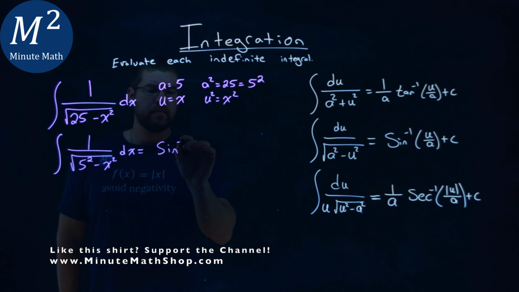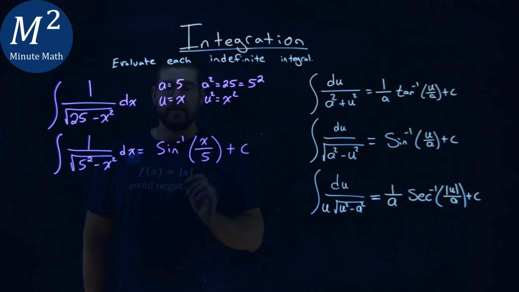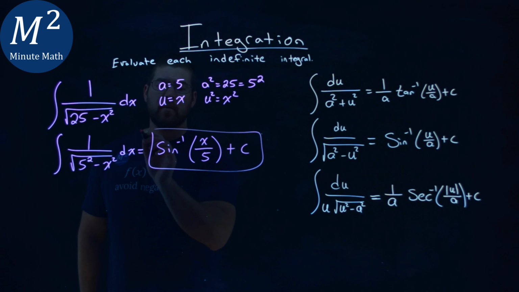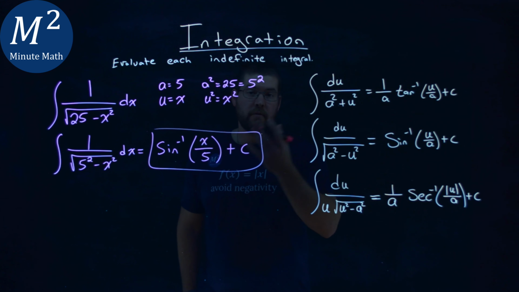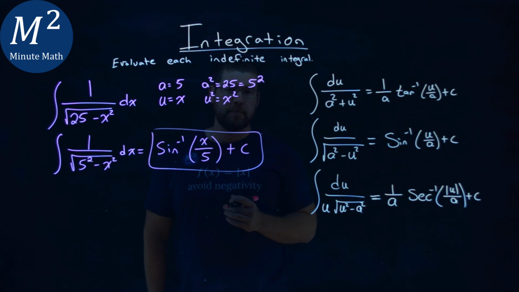Arcsin of our u value, which we found to be x here, and our a value was 5. And then plus c. This is a pretty simple problem once you know our definitions. So our final answer here is the arcsin of x over 5 plus c.